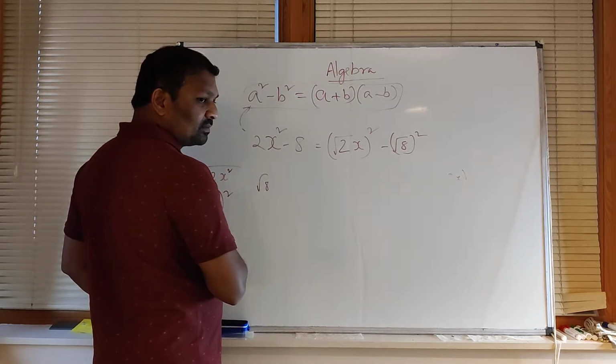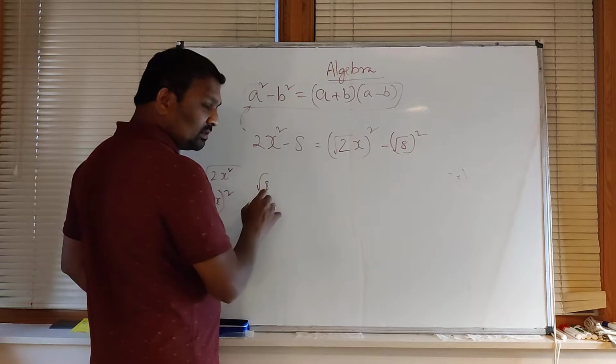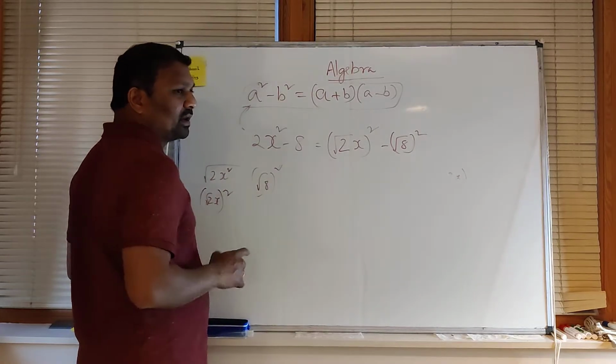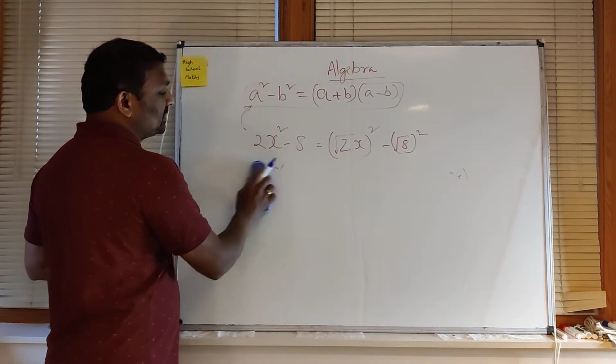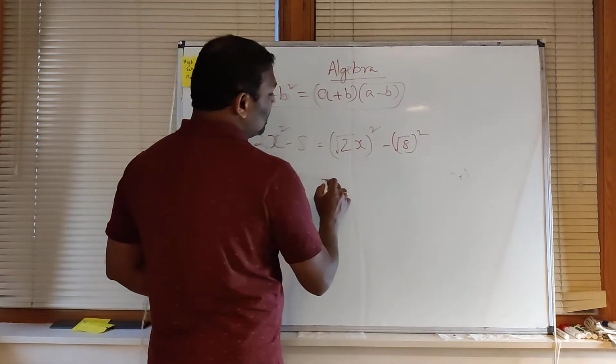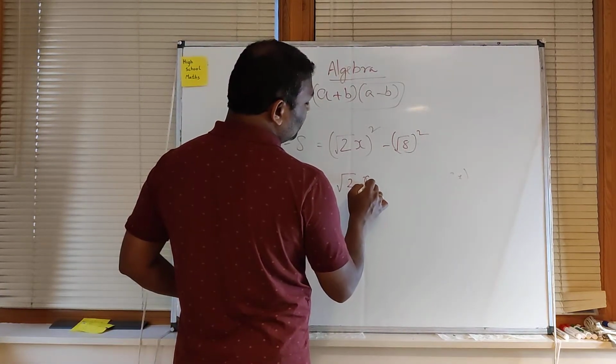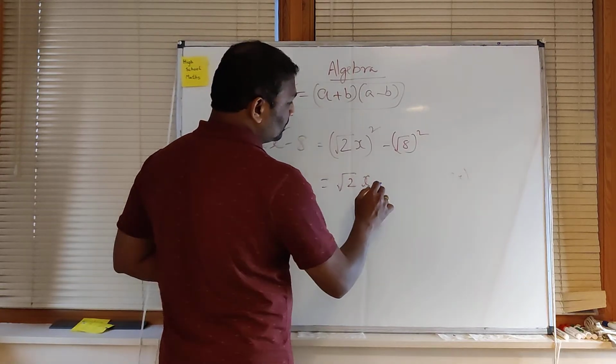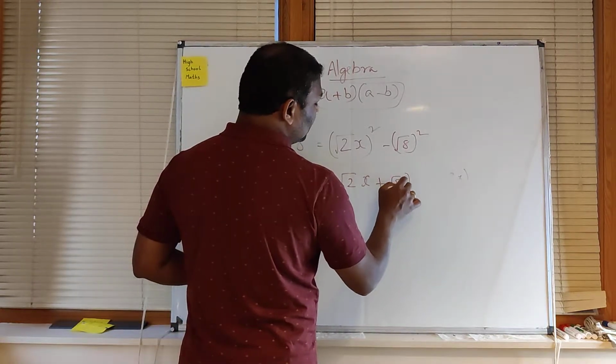We can say square root of 8. We can leave it as square root of 8. That's how you have to convert it. Now it's in the a square minus b square form. Now we have to do square root 2x minus square root 8, times square root 2x plus square root 8, that is a plus b and a minus b.